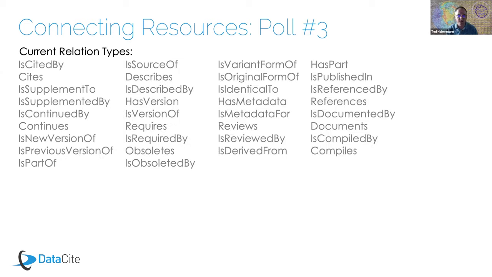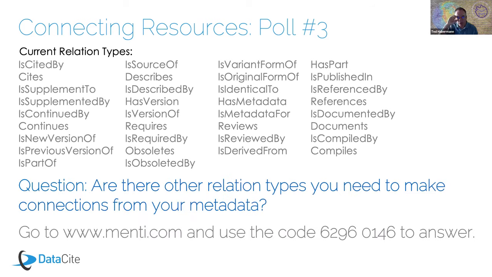Excuse me, we're experts now at polls. This is the third poll. These are the relation types that currently exist in DataCite. And the question is, are there other relation types you need to make connections from your metadata? So I would just invite everyone to take 30 seconds more to have a look at the existing relation types that are listed there. And I will share. Great. Yeah, we have plenty of time. That came up in the last session, that we had to go back and have a look at the slides.